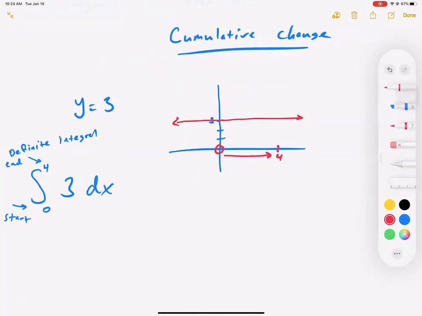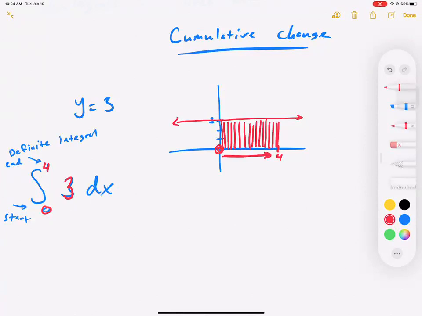And what this is saying here is tell me the change from 0 to 4 of the simple basic graph of 3. What is the cumulative change? What is the added value of all the parts from 0 to 4? Can anyone give me a guess? What is the added value from 0 to 4? 12? 12. Yeah, that's exactly it.